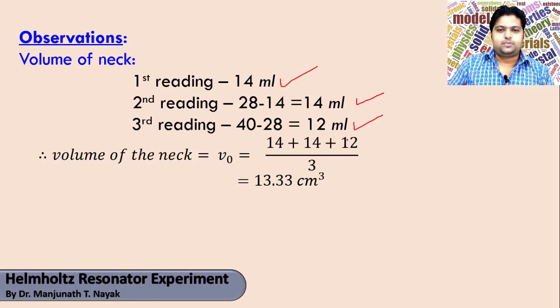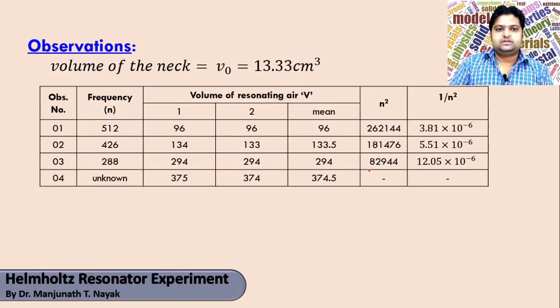Fine, no problem. So just add them all and divide by 3 to get the mean. The mean volume of the neck is 13.33 cubic centimeter, because 1 ml is equal to 1 cubic centimeter. Fine. So here are the observation tables.